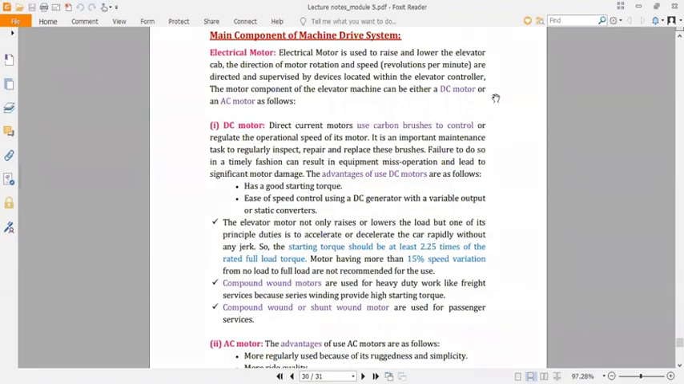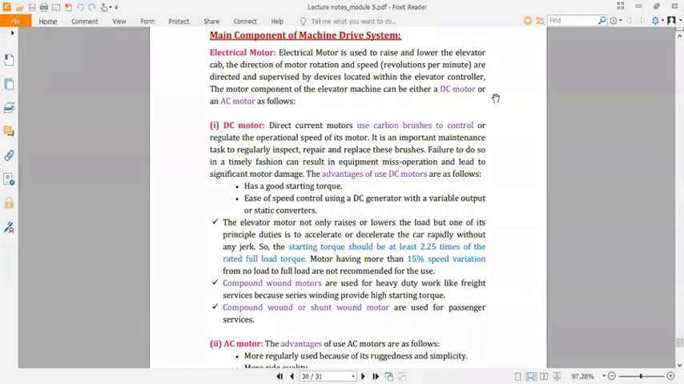As you can see here, I mentioned both the DC motor and the AC motor. So we can use either the DC motor or the AC motor. Obviously, there are certain limitations also. As per the requirement, as per the condition, we can use different types of motors.